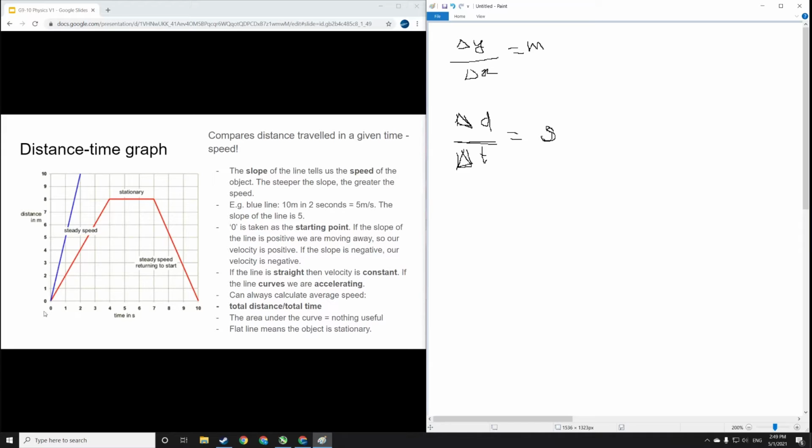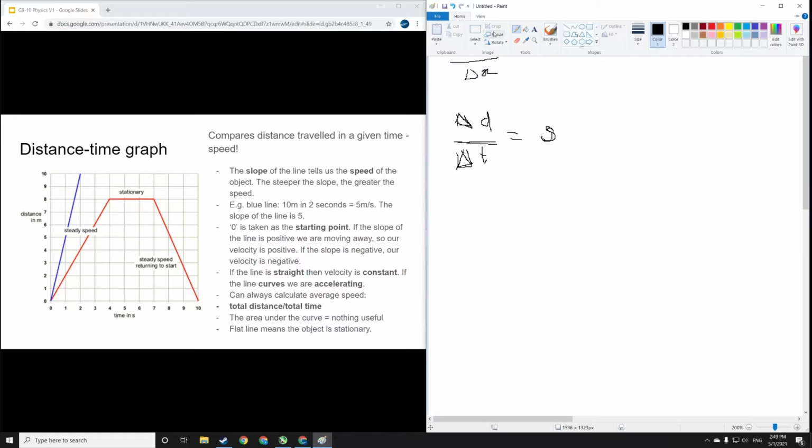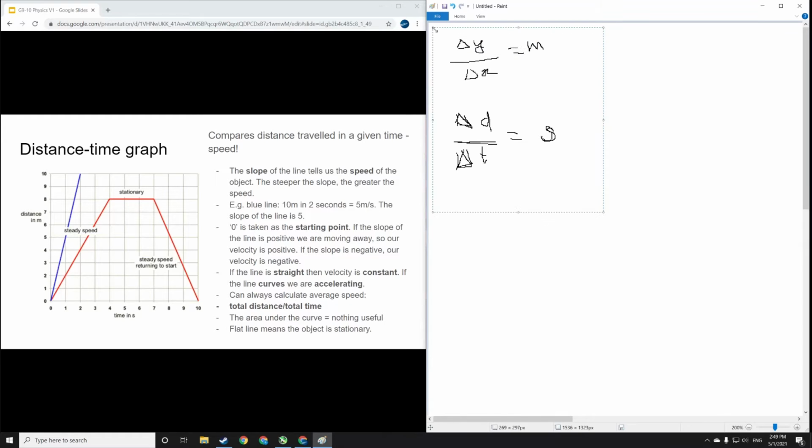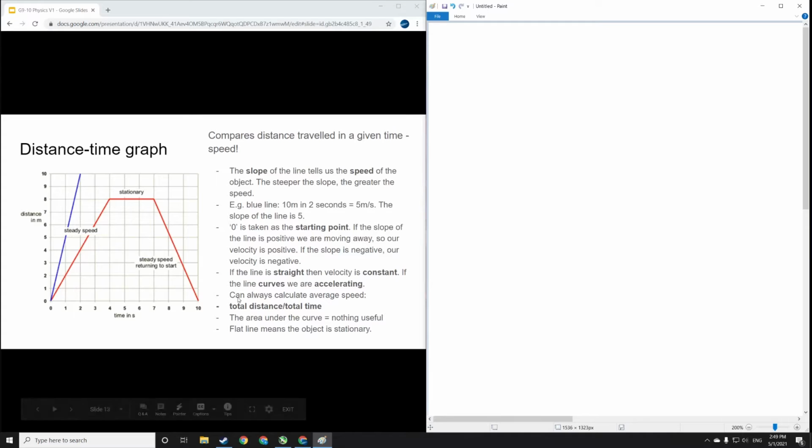0 is obviously taken as our starting point. That's our point of reference, where we begin our journey. If our slope is positive, then we're moving away from our starting point, so our velocity is positive. If the slope is negative, our velocity is negative. If the line is straight, then our velocity is constant. If the line curves, then that means we're accelerating.